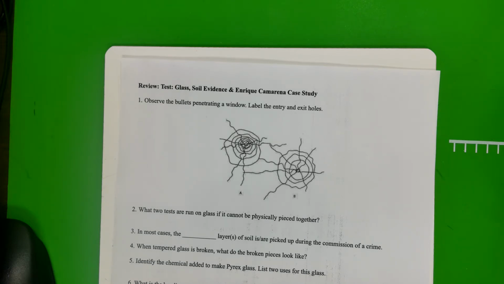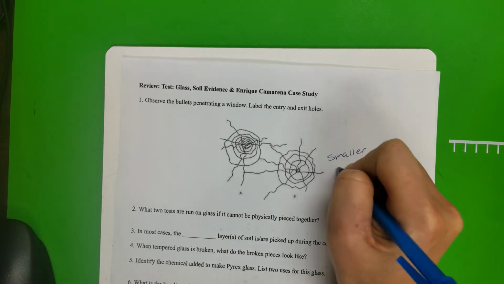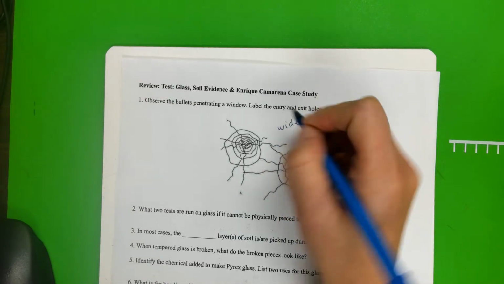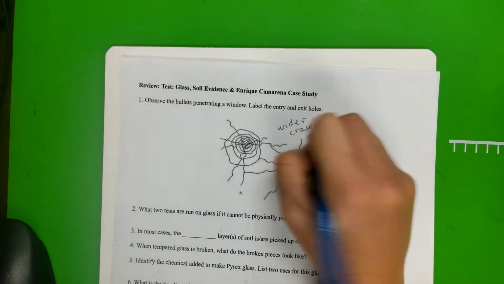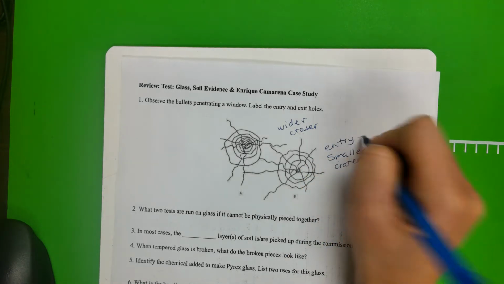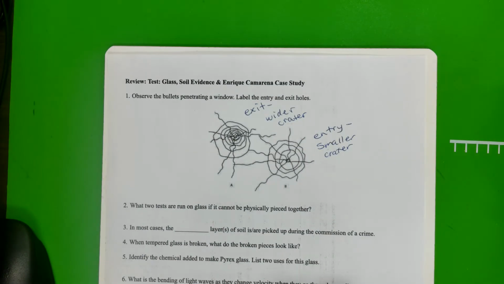Okay, so number one, observe the bullets penetrating a window, label the entry and the exit holes. If you look at these two, we're going to look at the small one here. This is a smaller crater, and this one is a wider crater. So the smaller one is the entry, and the wider one is the exit hole.